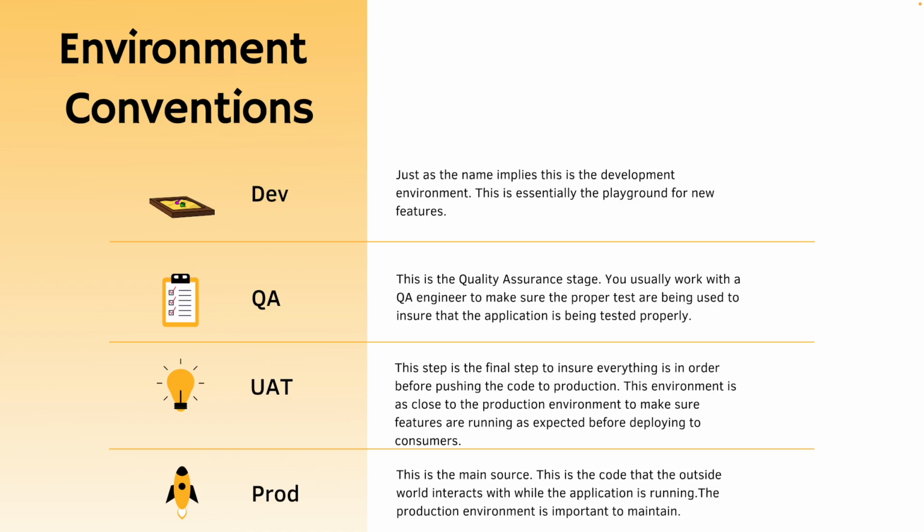Then there is the UAT environment. This is the environment that is as close to production as possible, meaning that whatever database is attached to it, whatever CPU usage is attached to that environment, is as close to prod as possible. This is the environment that stakeholders and the end users use to make sure that it is running as expected. It has all the requirements that are expected. And like I said, it's essentially as close to the final product as possible.